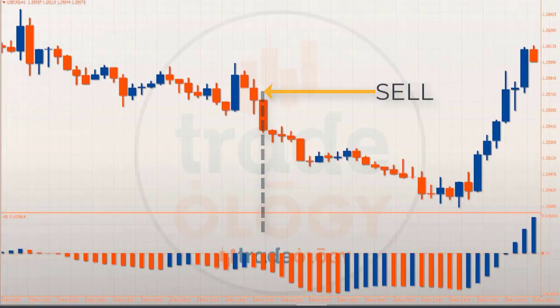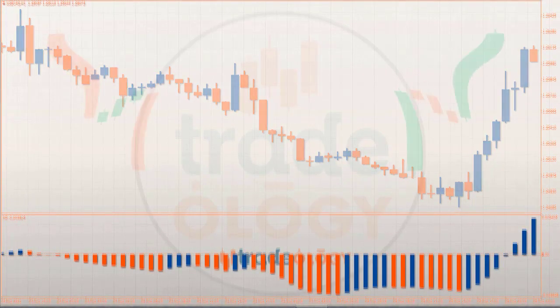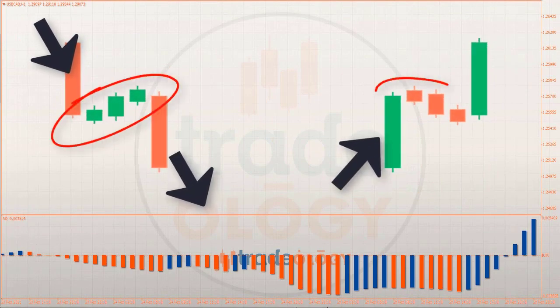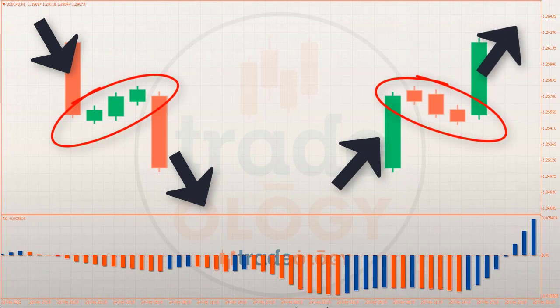Without delving into excessive detail, these setups resemble a basic 3-candlestick reversal pattern that aligns with the primary trend's direction. Here are some additional examples of the saucer strategy.